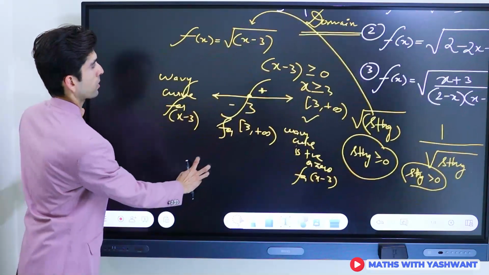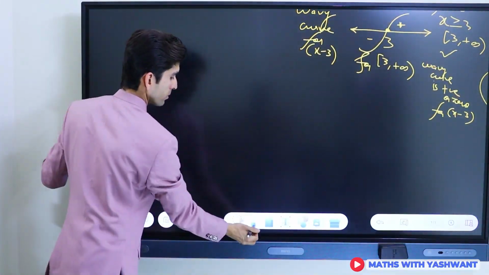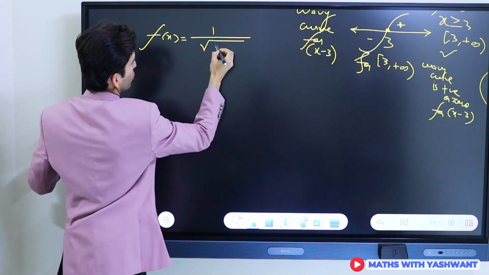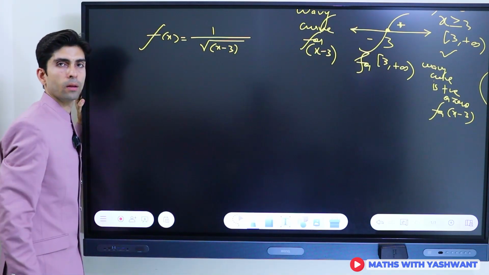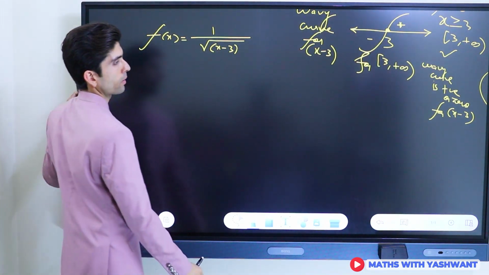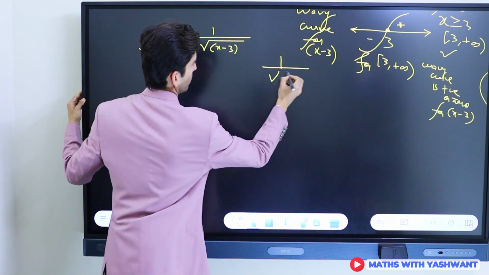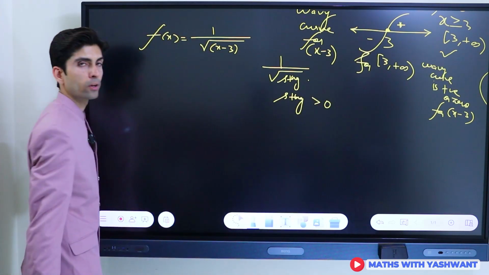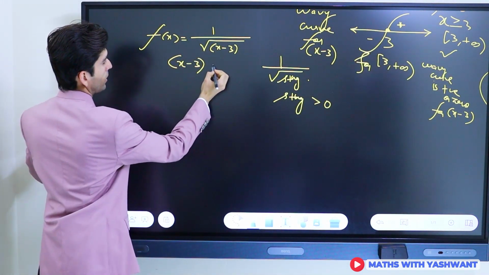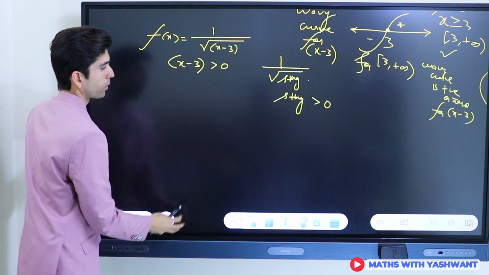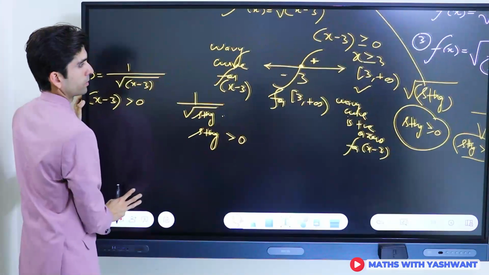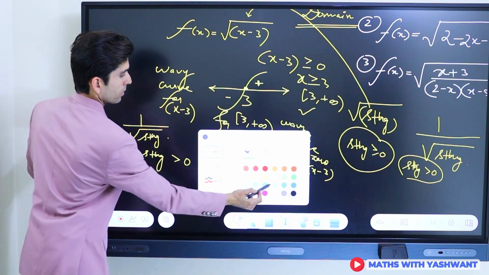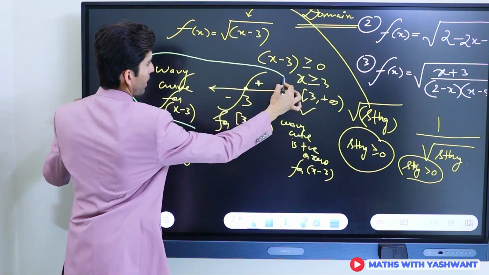What if in the same question, it were given f of x is equals to 1 upon square root of x minus 3. I just told you, like if you have 1 upon square root of something, the constraint is something is greater than 0. We remove the equality sign. So x minus 3 greater than 0. No need to draw the wavy curve because we already have the wavy curve for x minus 3.